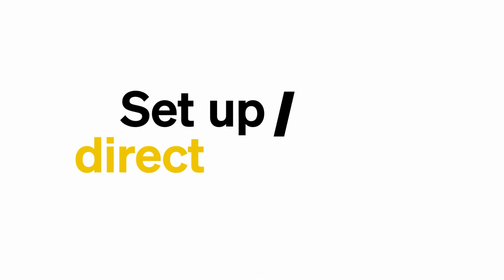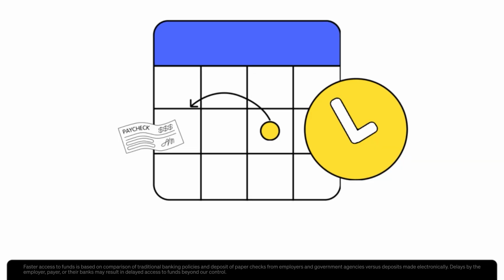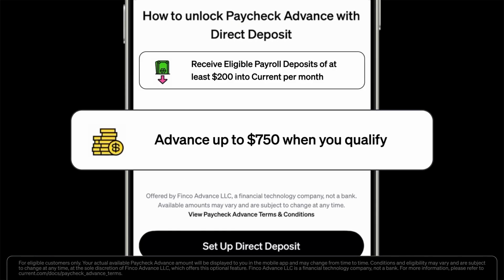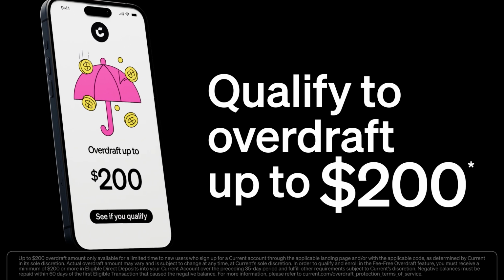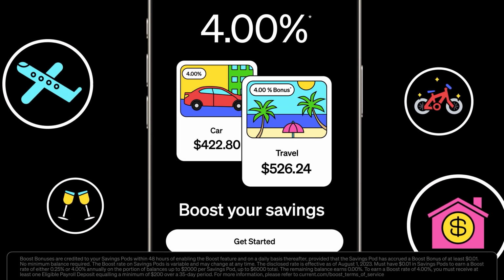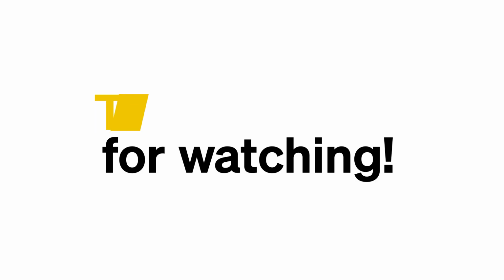When you set up your direct deposit with current, you get the most for your paycheck, including getting paid up to 2 days faster, a paycheck advance for up to $750 if you qualify, fee-free overdraft, and a 4% savings bonus. Switch your direct deposit to get started today.